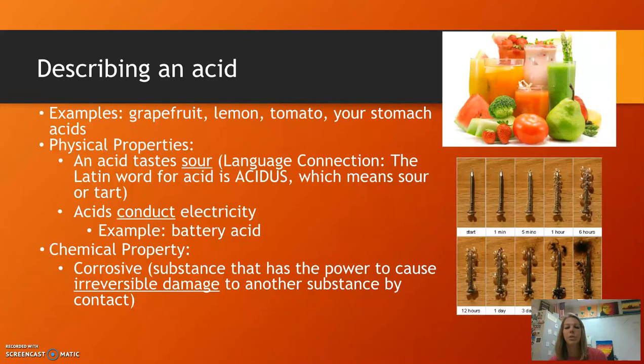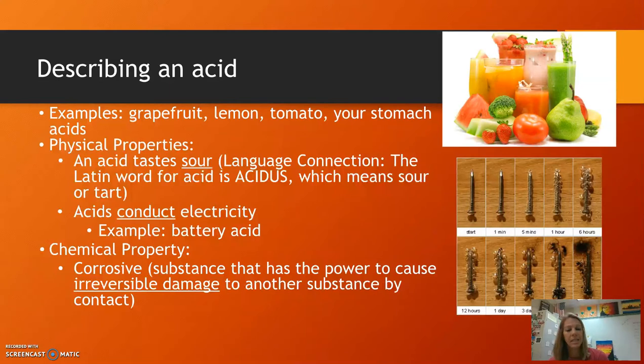Now, clearly, we do eat acids because we eat fruits and we drink, and so therefore, we are consuming acids all the time. However, we want to be careful about not consuming acids that could be bad for our health. Also, another physical property is that it conducts electricity well. So in the future, we might have the opportunity to construct electrical circuits using acids.